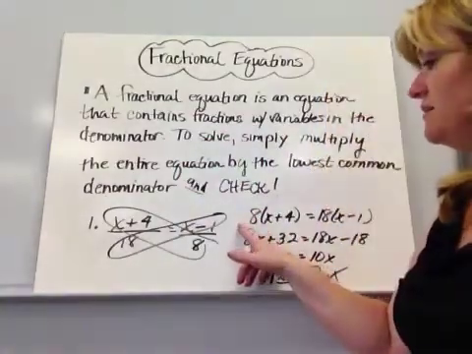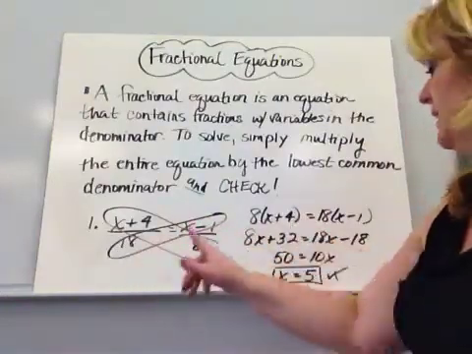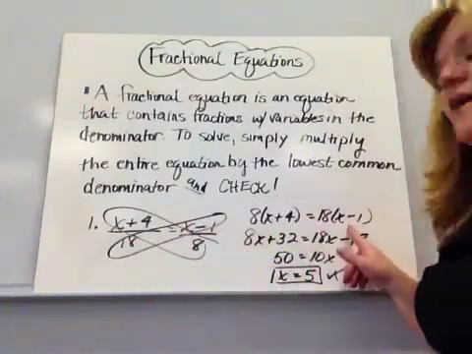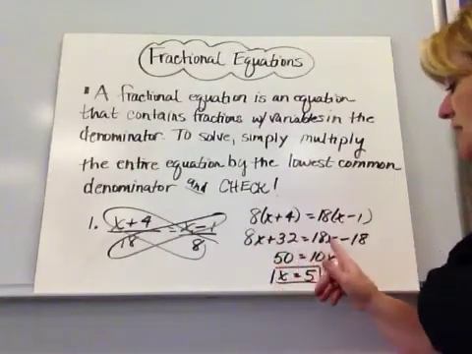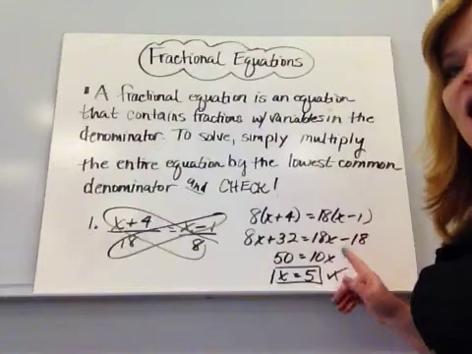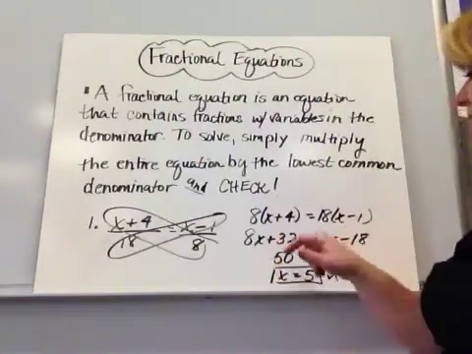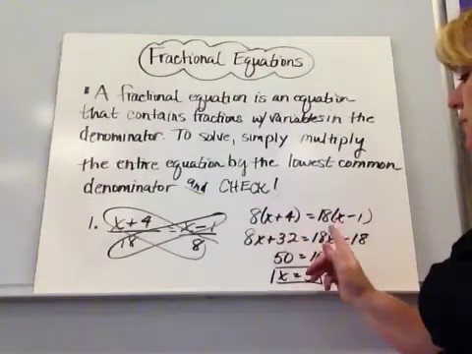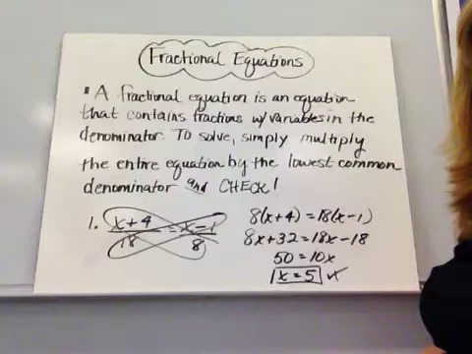So I have 8 times x plus 4 equals 18 times x minus 1. And then all I did was distribute, so I have 8x plus 32 equals 18x minus 18. And then I moved things around. So I moved the 18 over here and the 8x over here. So I end up with 50 equals 10x and divide by 10. So I have x is 5.